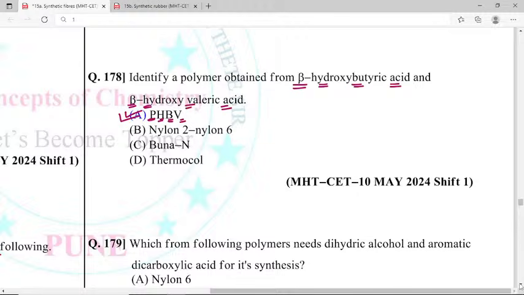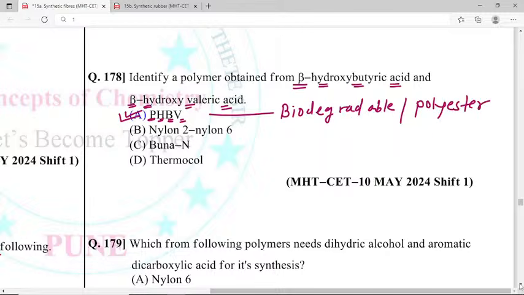PHBV stands for polyhydroxybutyrate-co-valerate, and this is a biodegradable polymer. This is a biodegradable polyester fiber, and this is condensation type, and this is copolymer type. So biodegradable, polyester, condensation, copolymer type. Get it? Next question.